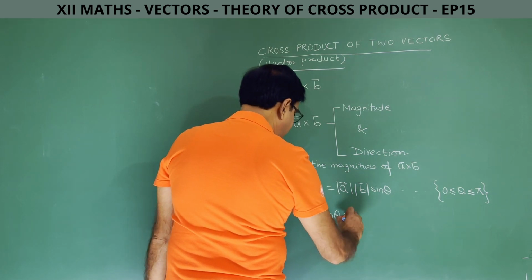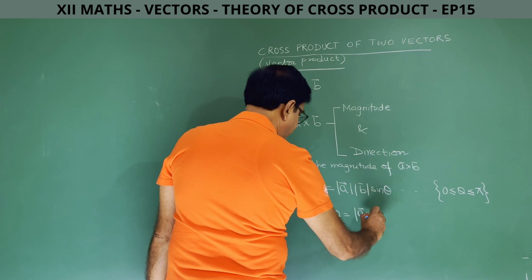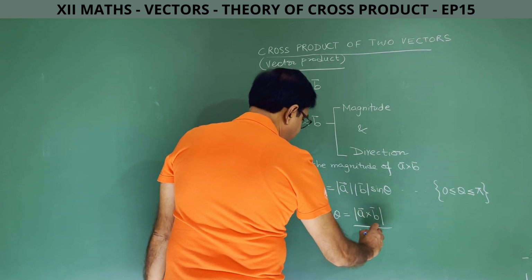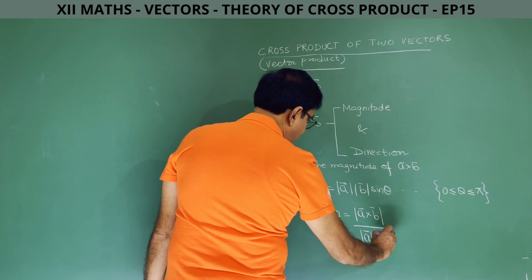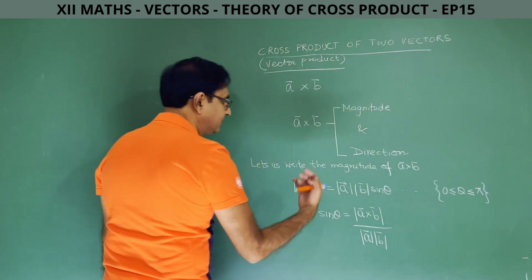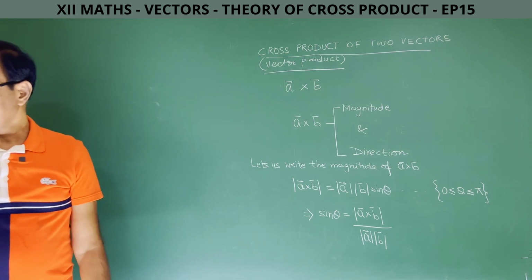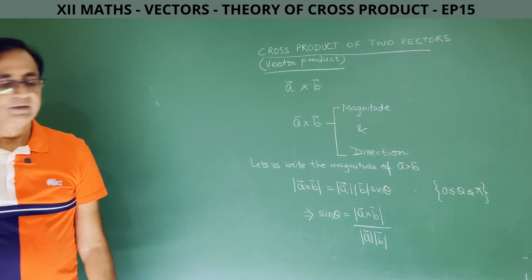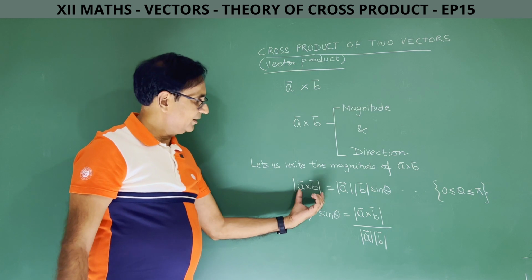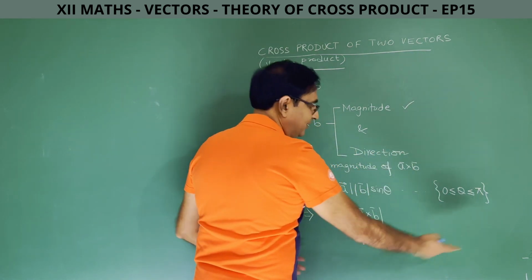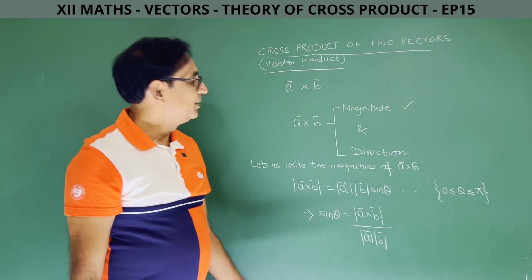So sine of angle between two vectors is magnitude of A cross B divided by magnitude of A, magnitude of B. This is not a new formula, you just rearrange the main formula. So this becomes the backbone of your cross product formula. So magnitude is done. Had it been dot product, my theory was almost over.